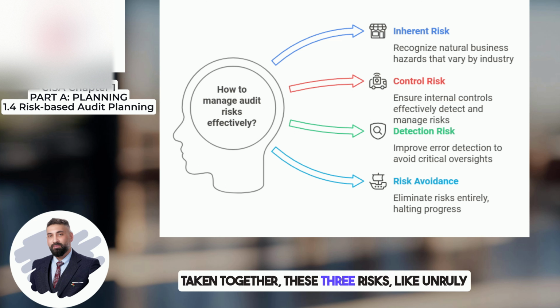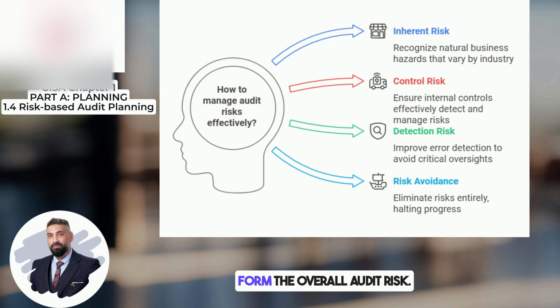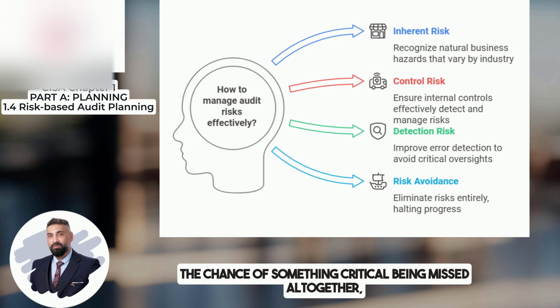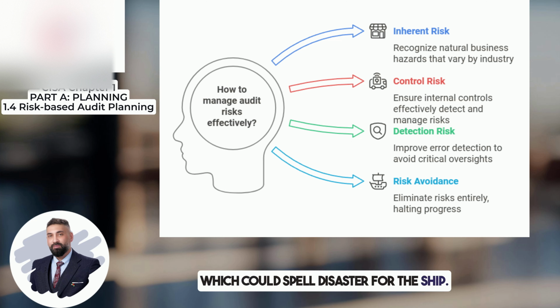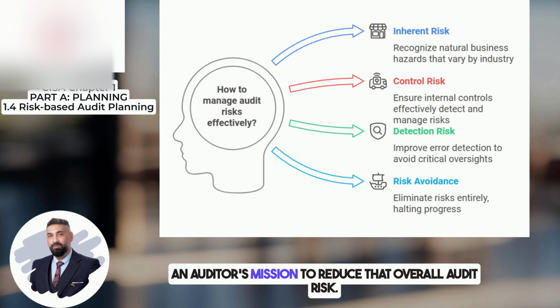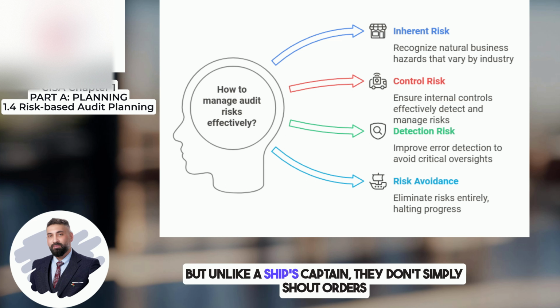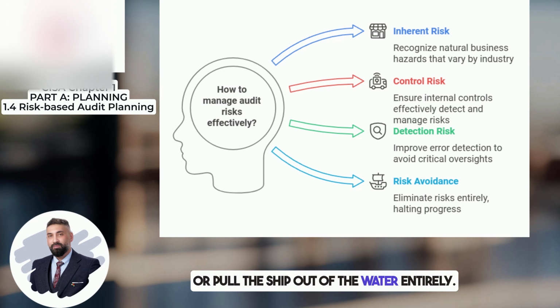Taken together, these three risks, like unruly pillars of an unpredictable storm, combine to form the overall audit risk, the chance of something critical being missed altogether, which could spell disaster for the ship. An auditor's mission? To reduce that overall audit risk. But unlike a ship's captain, they don't simply shout orders or pull the ship out of the water entirely. That would be akin to risk avoidance, eliminating the chance of danger entirely by steering clear but also halting progress.